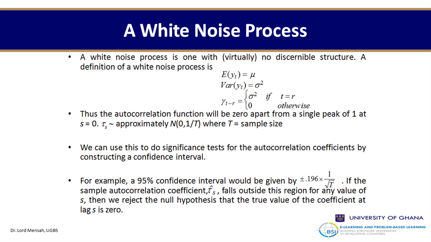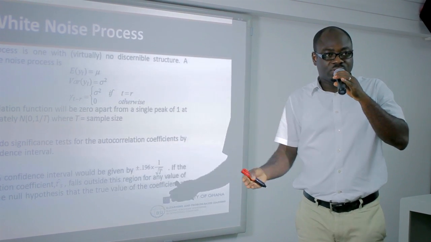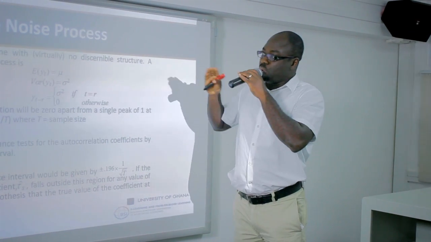Now we have a process which can be purely random. Realize that in the previous process we were talking about history repeating itself, which means the process is stationary. But a process can be purely random, and if it is, these are the characteristics. A white noise process is one with no discernible structure. There's no pattern in that series. The series is purely random.